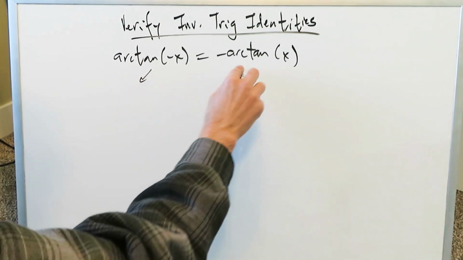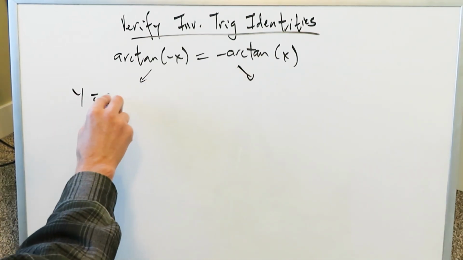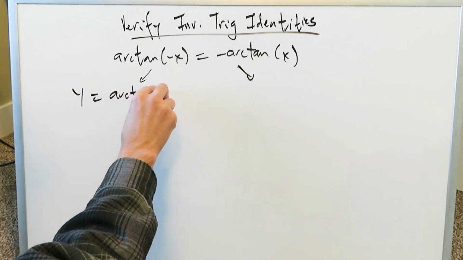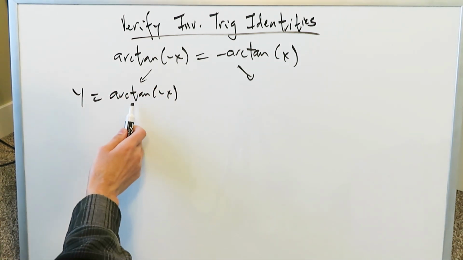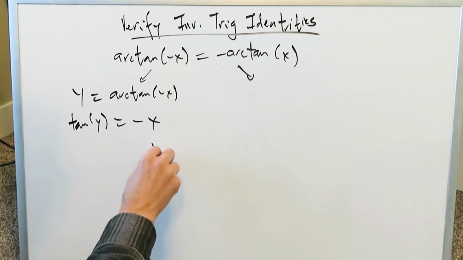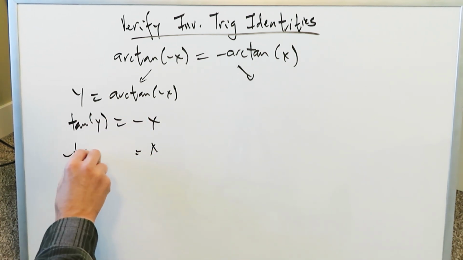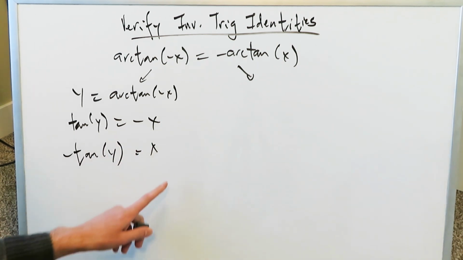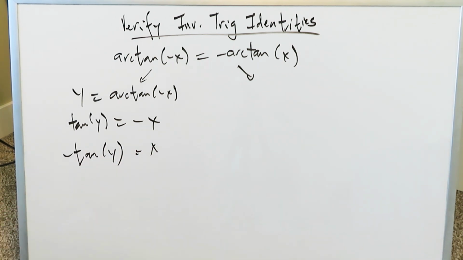Here again, split everything into individual functions. Y is equal to arc tan of minus x. Take the inverse tangent on the other side. You'll have tan of y is equal to minus x, and then x is equal to minus tan of y. So this right here is done. X is equal to minus tan y.